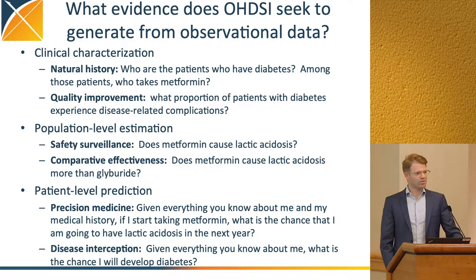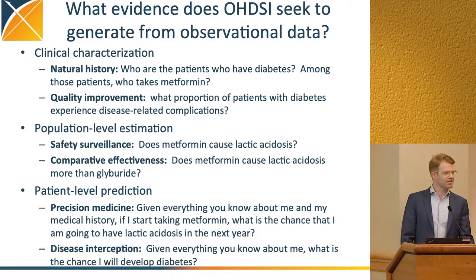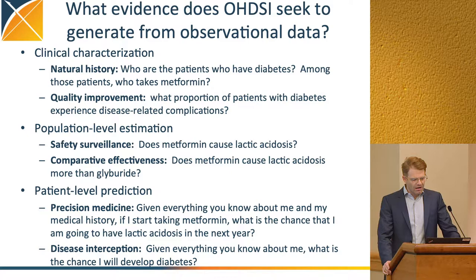There's population level effect estimation, which is what we're going to be talking about today, and this encompasses things like safety surveillance, whether metformin specifically causes lactic acidosis, and comparative effectiveness, and does metformin cause a safety or an effectiveness outcome more or less than another ingredient.